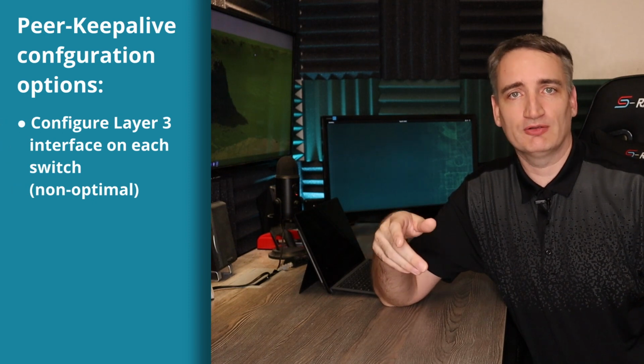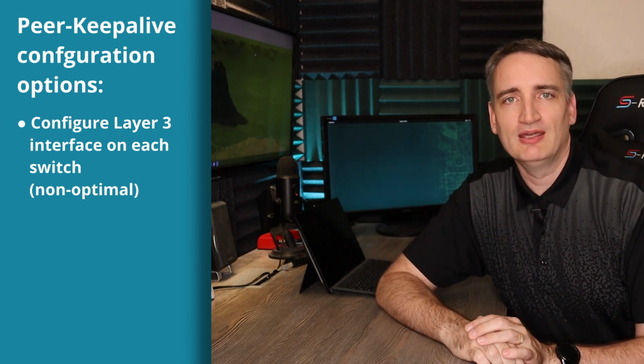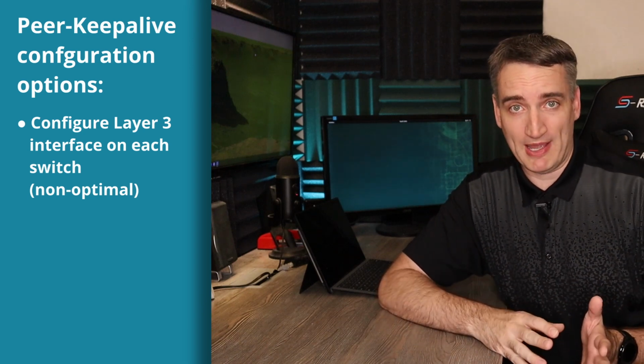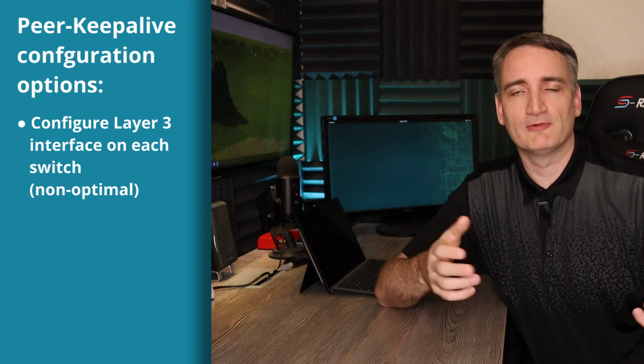So there's two ways we go about deploying a peer keep alive as a layer 3 connection. One of those ways is on each switch you dedicate an interface as a layer 3 routed interface. You assign the IPs and you run the peer keep alives through that. This is not the preferable way because it utilizes up one of your switch ports.